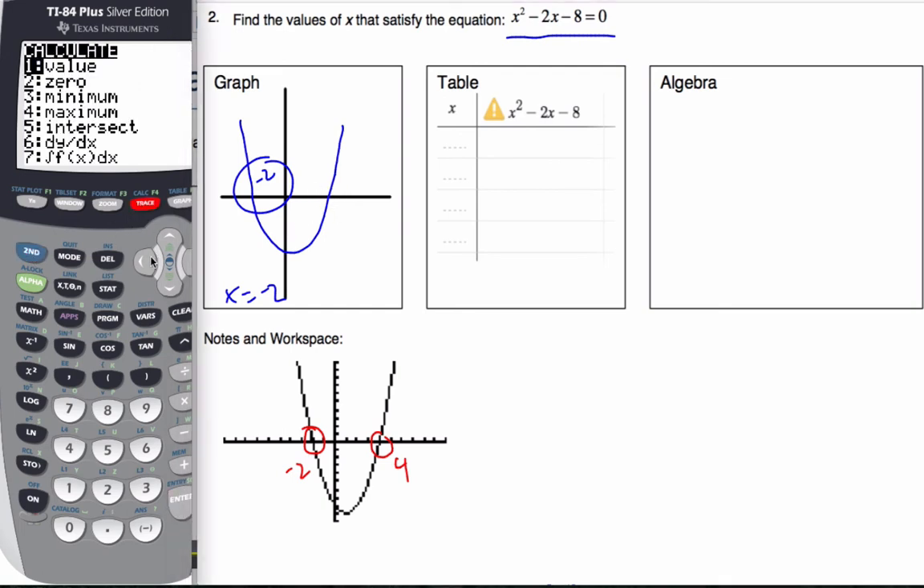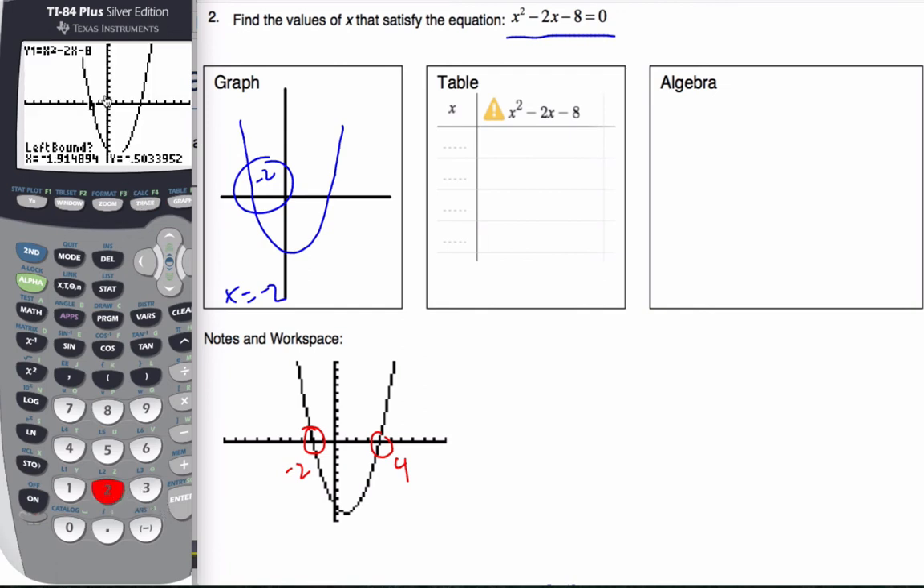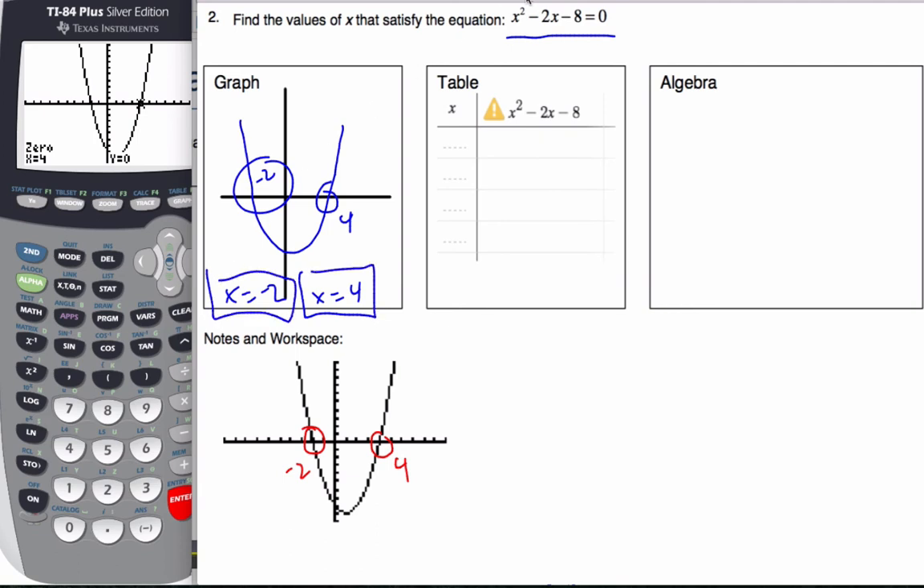I go second, calculate, and I'm going to do number 2 is a 0. My left bound, I'm going to go to the left of what I think is 4, so I'm going to type in 0, enter. The right bound, I'm going to pick 6 or 5 or 7, and I think it's going to be 4, and indeed it is 4. So this value here is 4, and so x equals 4. And so I have 2 solutions to this equation because I've said y is 0. Whenever y equals 0, you get the x-intercepts, and so that's what I've found. So x is -2 or 4.